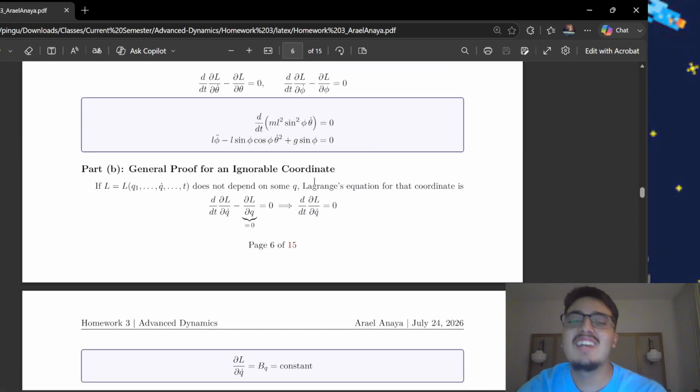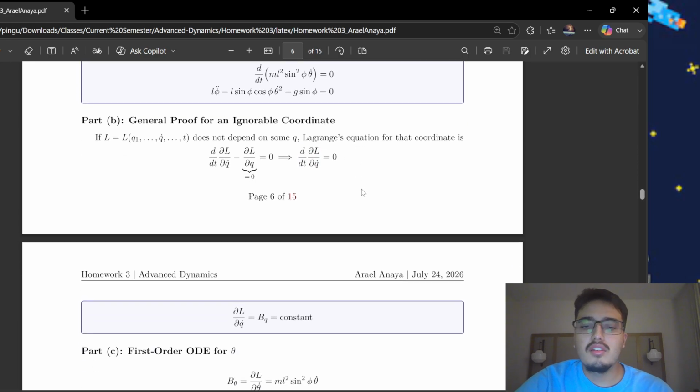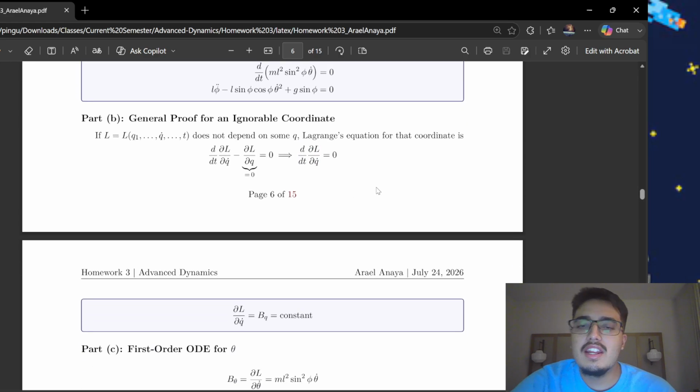My proof for the fact that we can have an ignorable coordinate if our Lagrangian does not depend on it was just saying, this is the equation for Lagrange. As you can see, if it does not depend on q, it cannot have a partial with respect to q. So then we just have this derivative equal to 0. You solve that with integration, and it's going to be equal to some constant that we're later going to solve for.